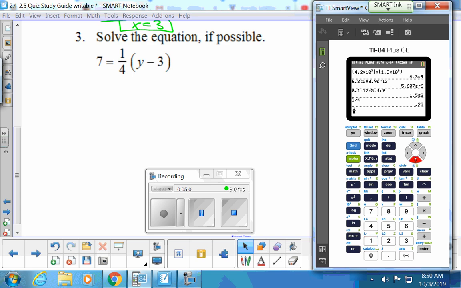How do you turn your answer to a fraction? Okay, if you have a decimal like 0.25 and you want it to be a fraction, math, enter, enter.